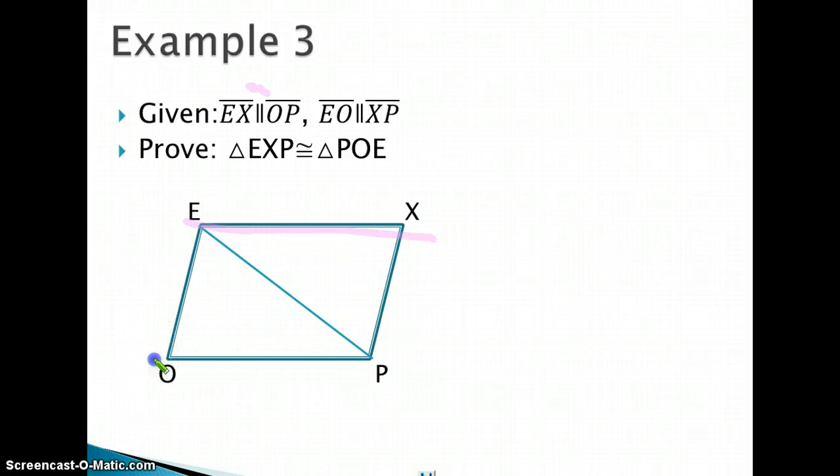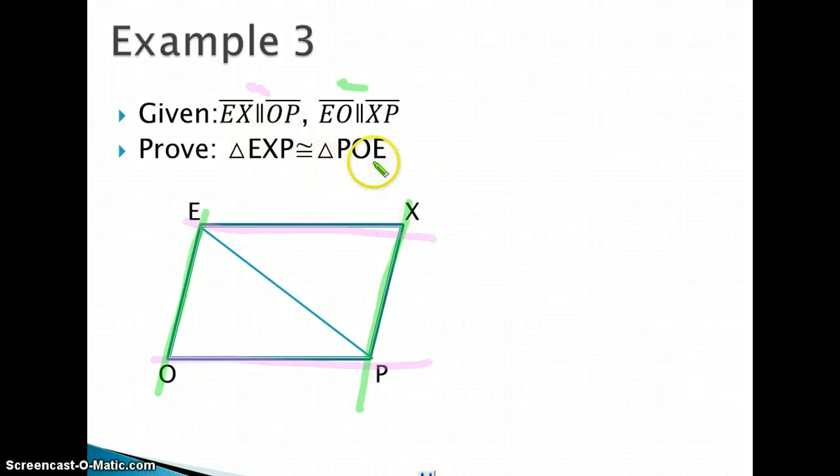So I've got my line EX and I've got my other line OP. And I'm going to highlight the other one in green. So we'll call this EO and XP. Now you'll notice in the middle of all that we have this segment EP. That's our transversal for both the lines EX and OP, and also for EO and XP. And that seems like it's going to be a really important segment when we get into the proof.